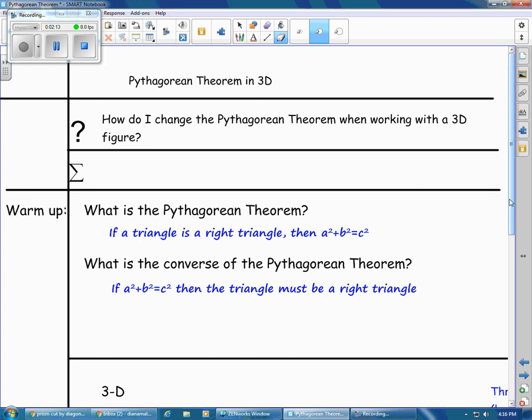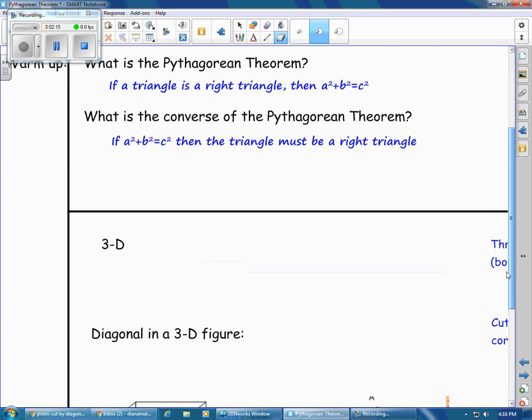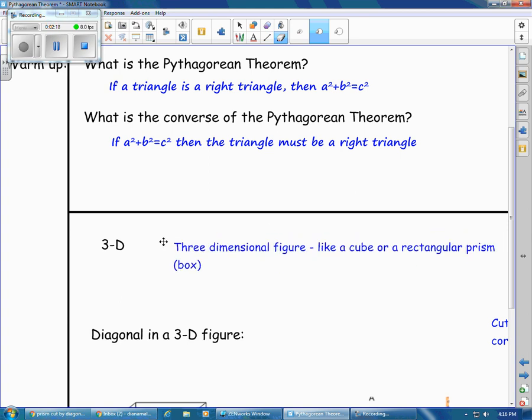So let's move on with today's lesson then. 3D. We're talking about 3D shapes here. What does 3D mean? It's three-dimensional. So it's a three-dimensional figure like a cube or a rectangular prism. What is a rectangular prism? It's like a box. So it has space inside of it. It's a three-dimensional shape.